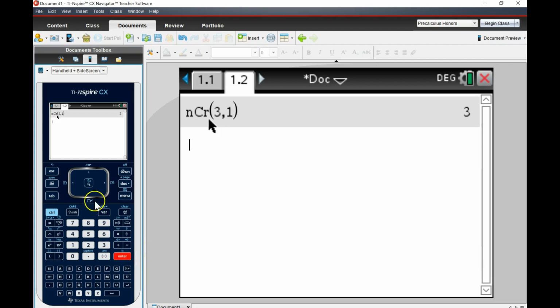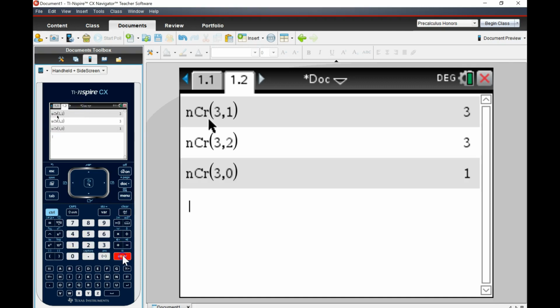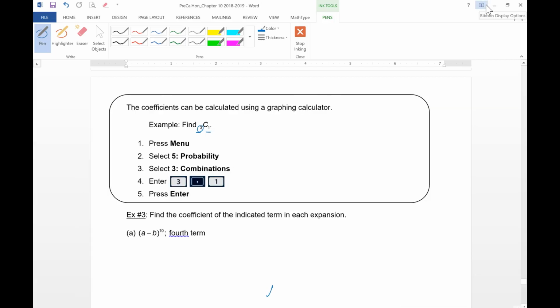It's 3, okay? And now if you wanted to bring this back and edit, and you wanted to do 3, 2, then it's 3. And if you wanted to do, let's say, 3, 0, then it's 1, and so on and so forth, okay? So that's how you do it with a calculator. It's a lot quicker, I know. All right, so look at what we're going to do here.